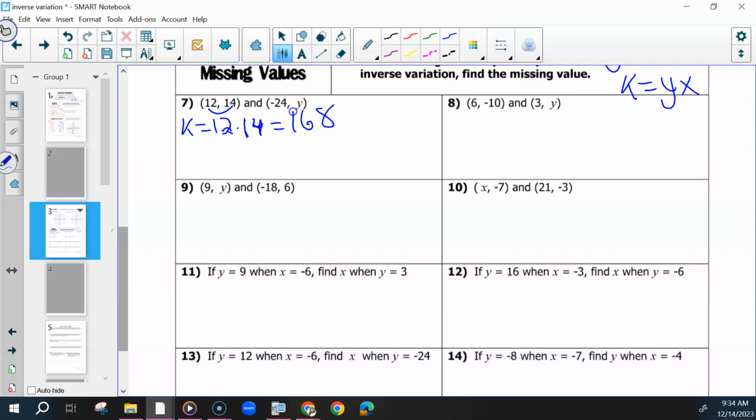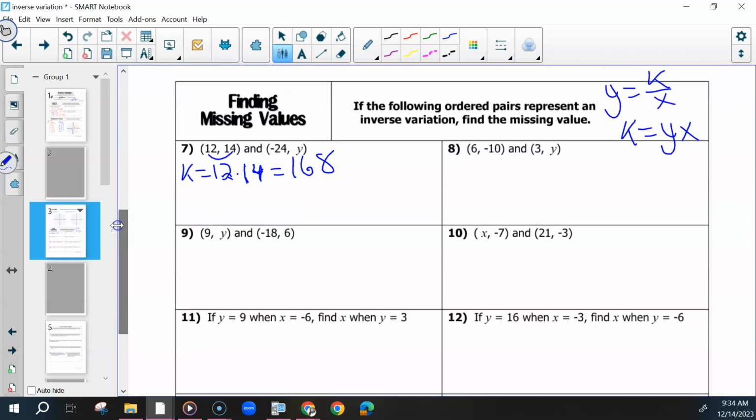It's like 168. And in the next equation, we're missing y, so we would need to set it up using our inverse. Y equals k over x. Figure out what that is. We all get -7.